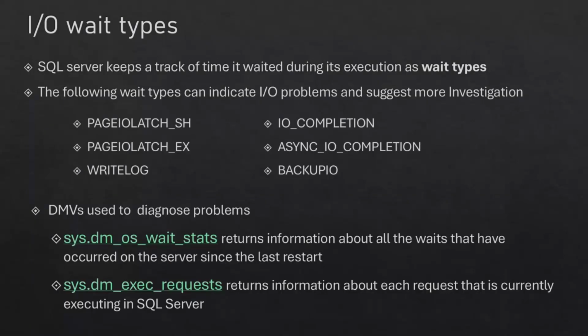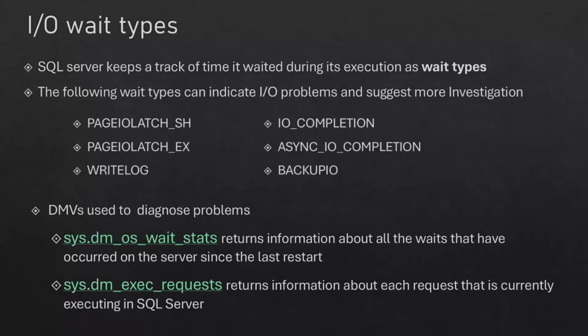So the next important way of finding any IO related issue is using wait types. This is the most widely used tool by any DBA or anyone who is doing performance optimization. This is the Swiss Army knife. You can do a lot of things with this, right?